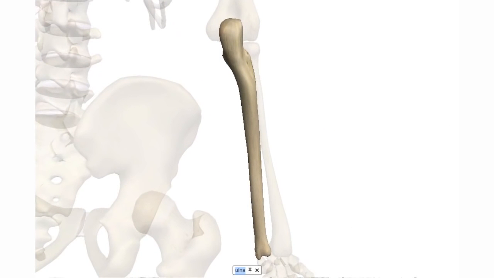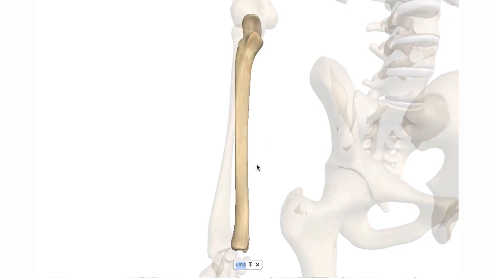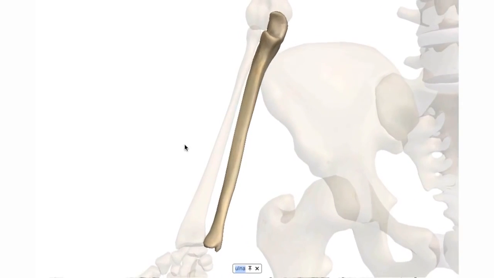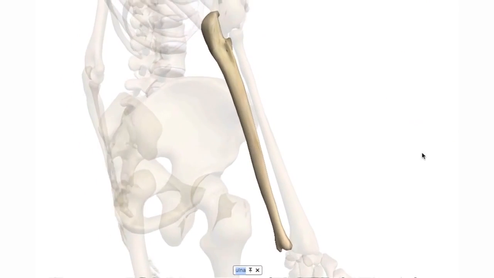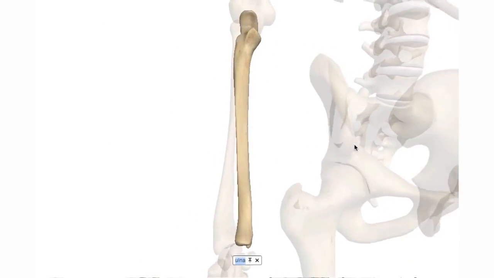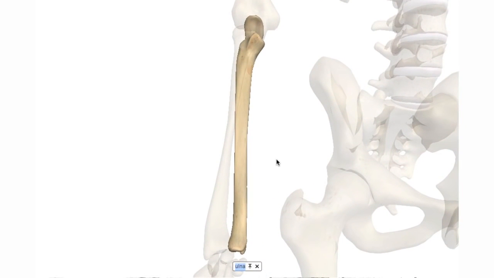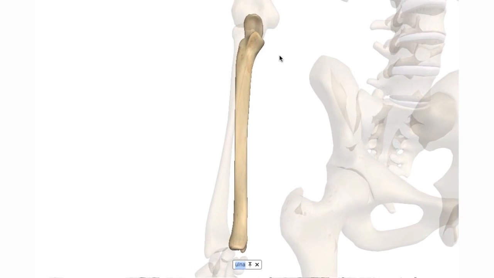Now we're going to talk about the shaft of the ulna, and the shaft is between the proximal extremity and the distal extremity, so this long structure here. And as I rotate, you can see that there are a few twists and turns on this bone, and for that matter we need to discuss briefly the surfaces and also the borders that exist between the surfaces on the ulna.